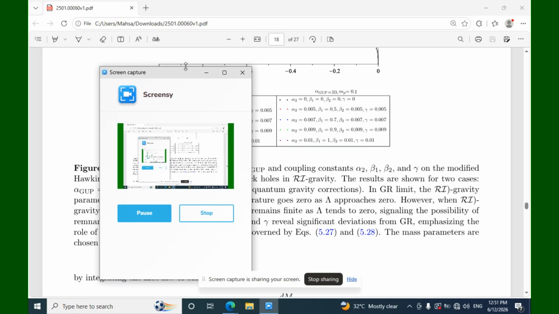Today is the 12th day of June 2026. Time is 12:51 in the morning.